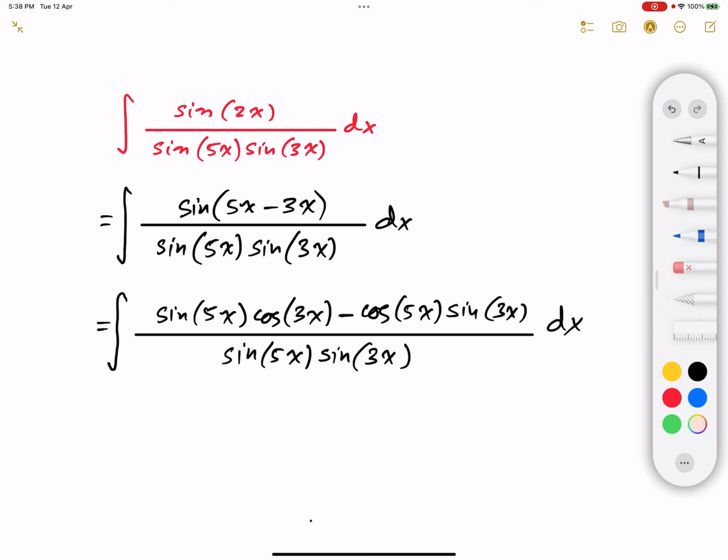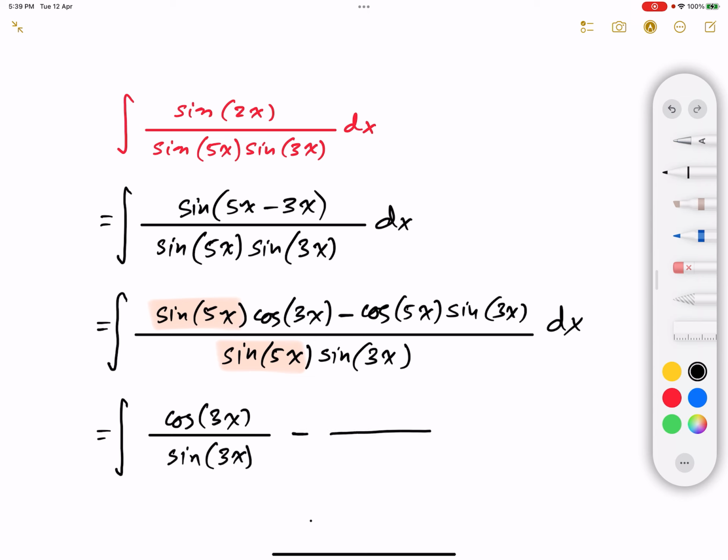If we split the first term over the denominator, you can notice that sine 5x is going to get cancelled with sine 5x, and we're going to be left with cosine 3x divided by sine 3x, and we have a negative sign here.